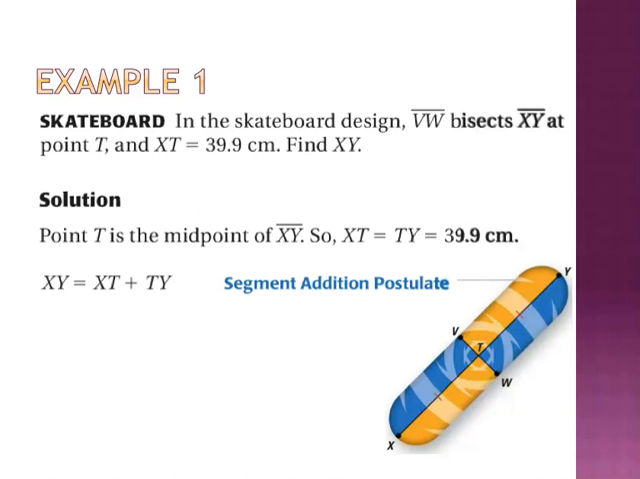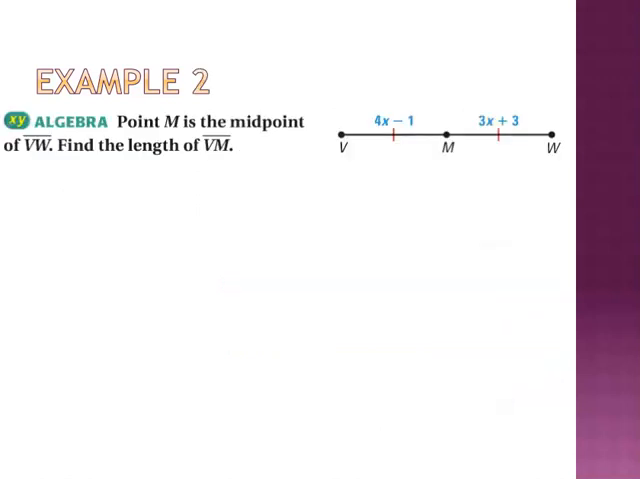XY, that entire length, is equal to XT plus TY. And since we know that XT is 39.9, and because XT is the same length as TY, we know that TY will also be 39.9. So substituting those, we get that the entire length from X to Y is equal to 79.8 centimeters. Take a look at example 2.